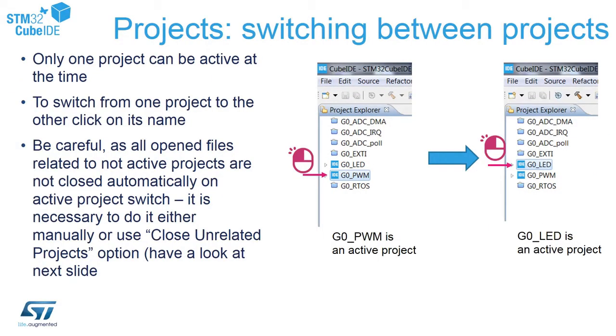To switch between the projects is quite easy. Within Eclipse and STM32CubeIDE, it is enough to click with the left mouse button on the project we would like to make active, and there will be an automatic switch from one project to the other.